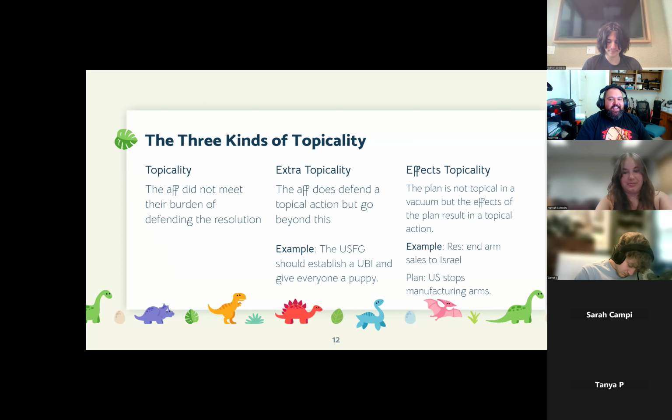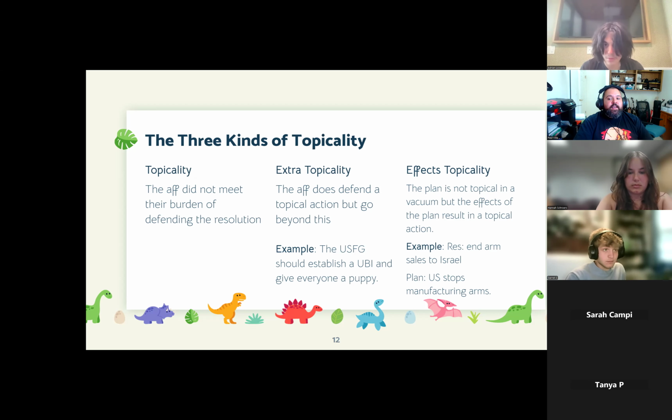First things first, there are 3 kinds of topicality. You should understand them. You should understand how to deploy them. Topicality in general is just the AF did not meet their burden of defending the resolution. Extra topicality, which tends to be explained in the context of a violation, sometimes as an interpretation, is that the AF does defend a topical action, but they also go beyond that. So if the resolution was that USFG should establish a universal basic income, extra topicality would be like the USFG should establish a UBI and give everyone a puppy. Like obviously giving everyone a puppy was not included in the resolution.